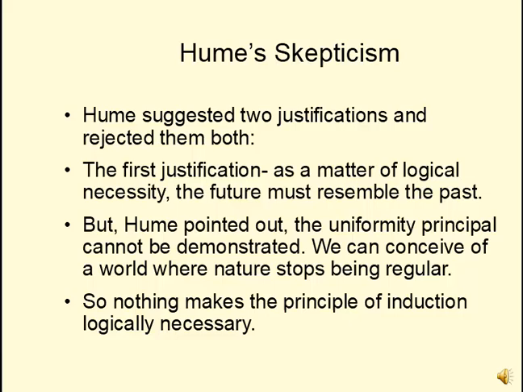And Hume did his best first to find some way to justify that belief. He found two justifications that most folks fall upon, and wound up rejecting them both. First justification: tomorrow must resemble today. As a matter of logical necessity, the future must resemble the past. But Hume says that is not true. That uniformity principle cannot be demonstrated.